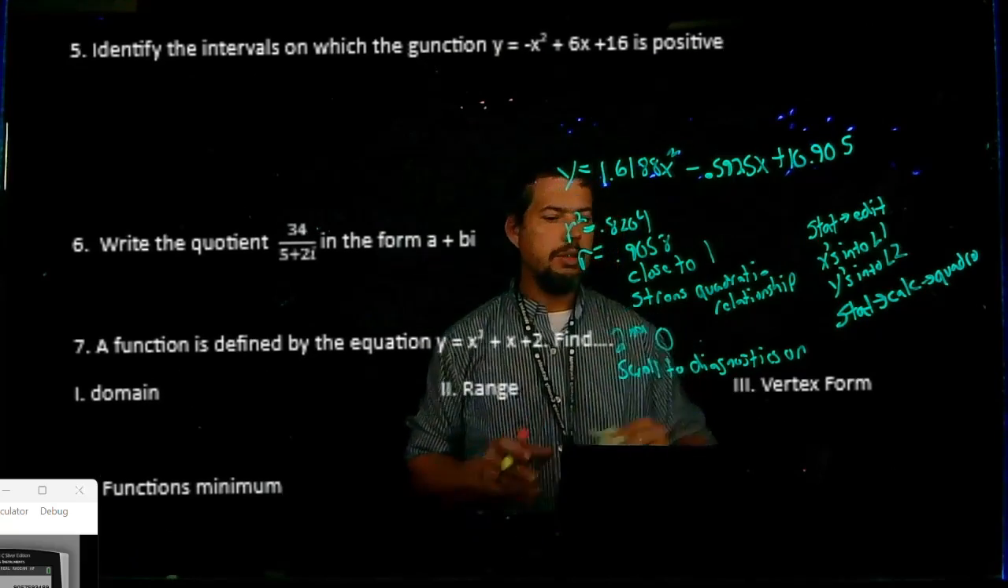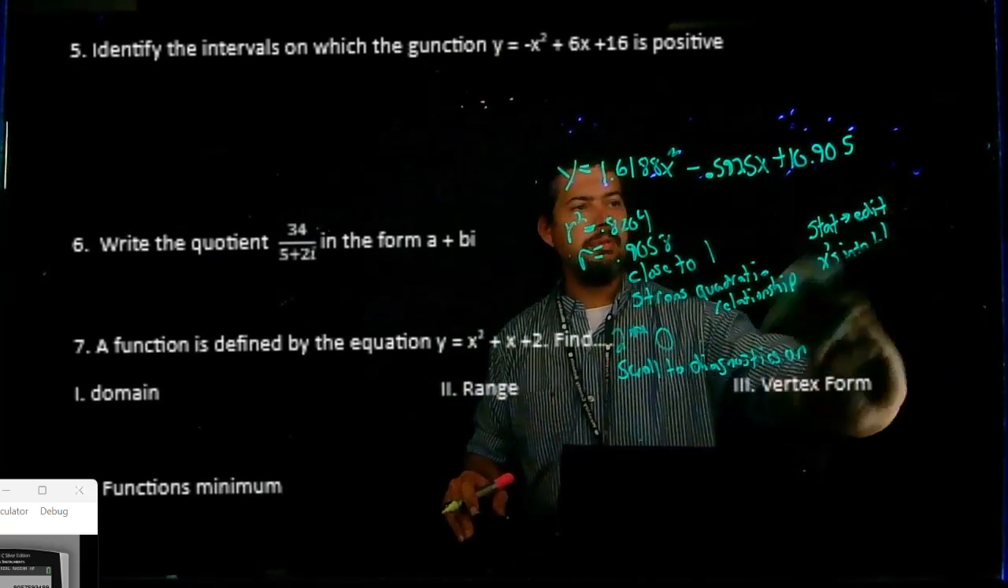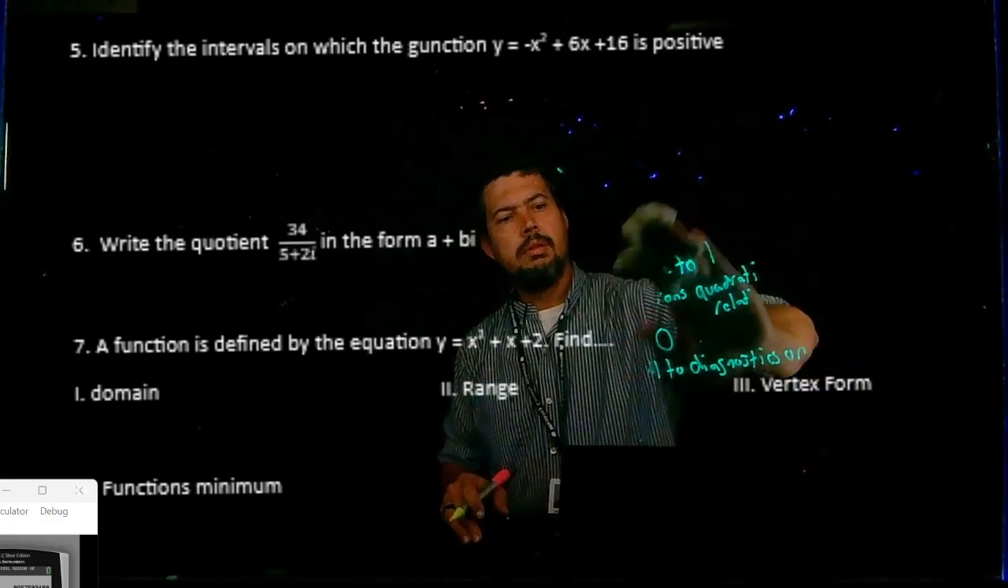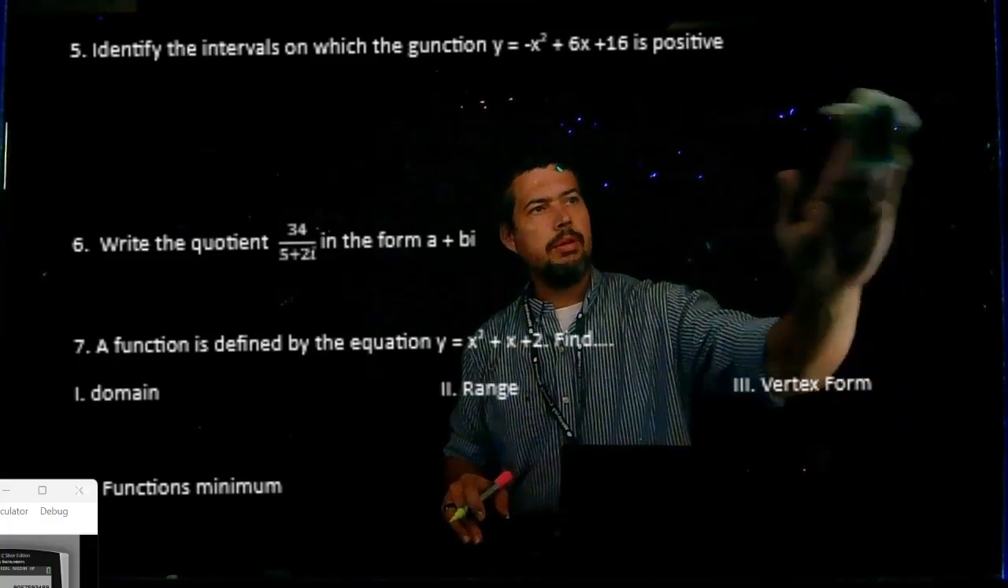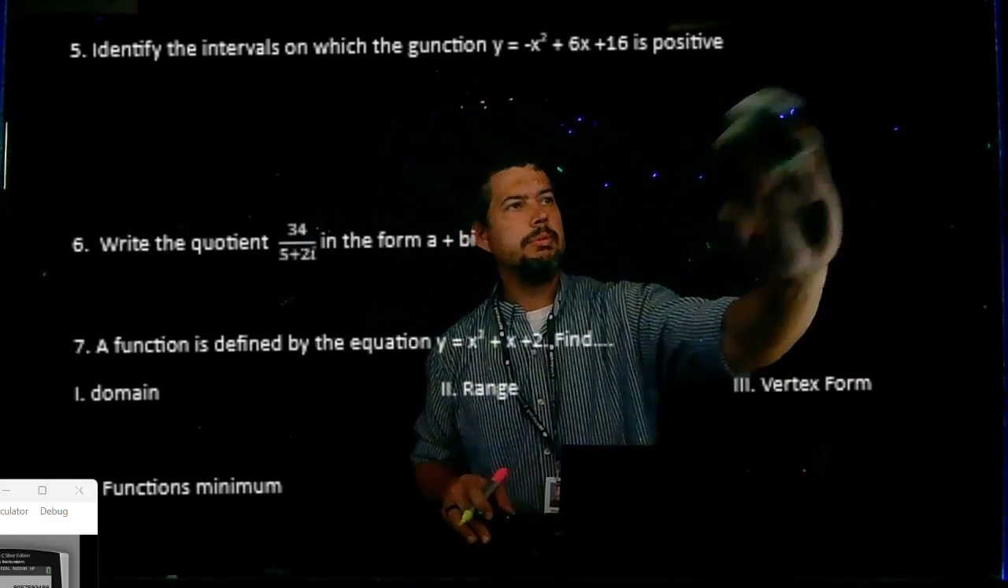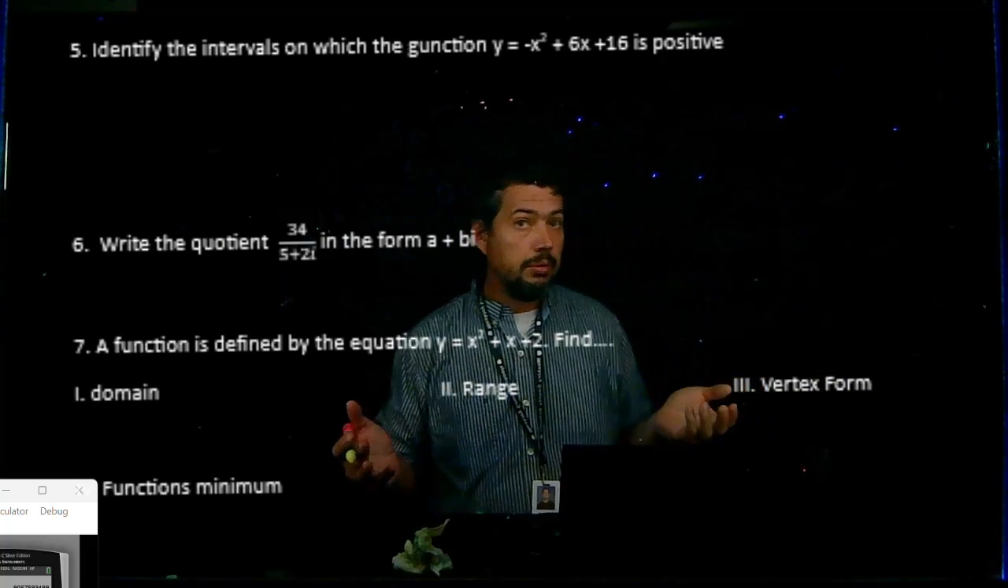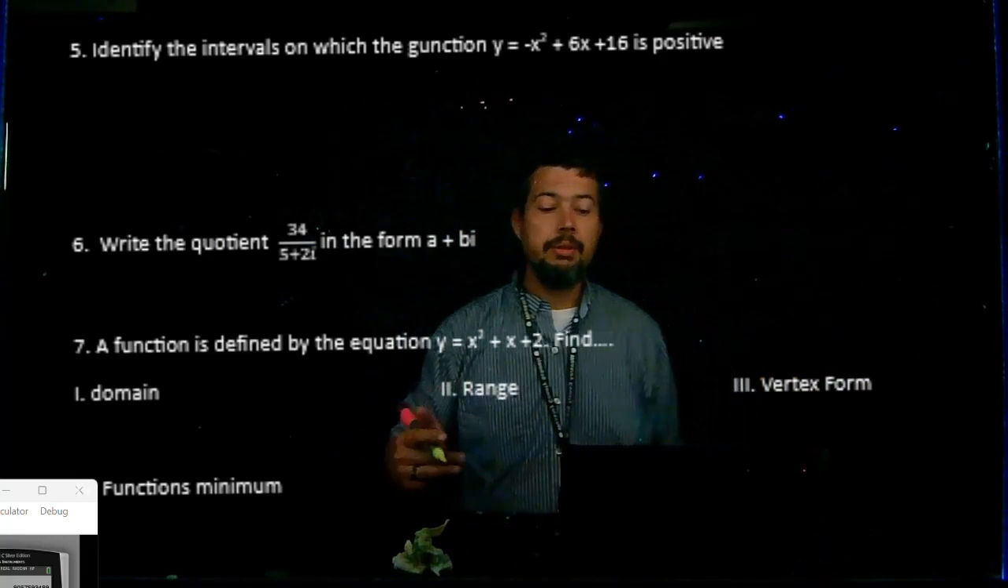Identify on which intervals the function negative x squared plus 6x plus 16 is positive. So it'd be really cool if you could graph these by hand. You and I both know that that's a shot in the dark. It would be cool. Well, I'm going to do it anyways.